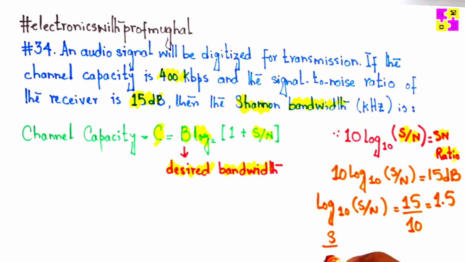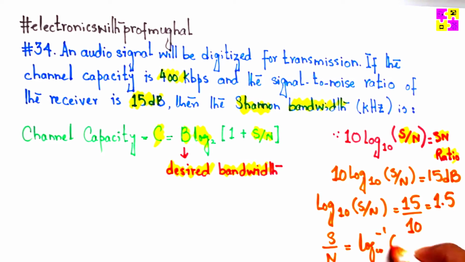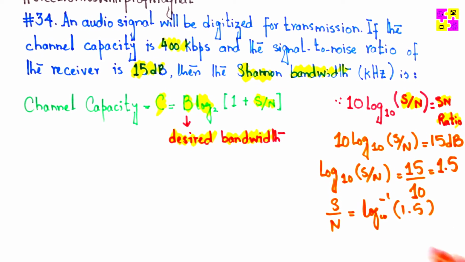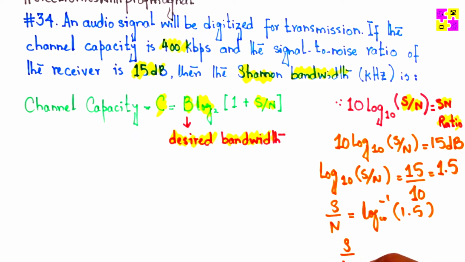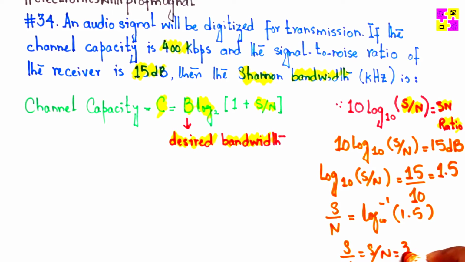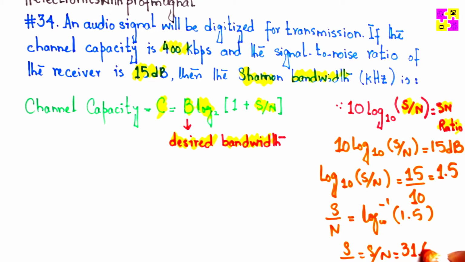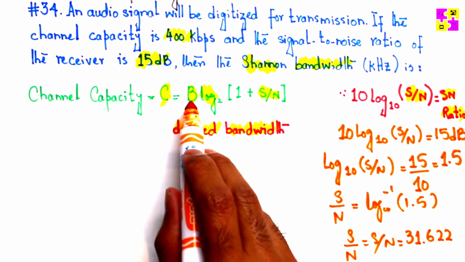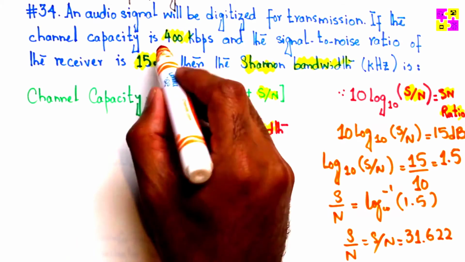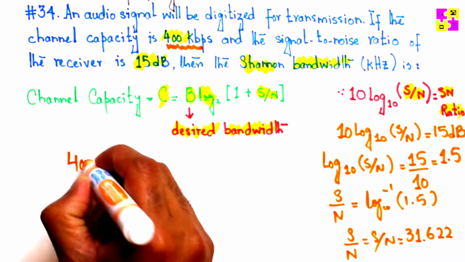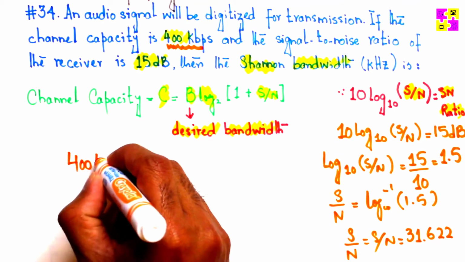Now S over N equals the inverse log 10 of 1.5, and if you do the math here, you will get S over N, also written as S slash N, equals 31.622. I'm going to take this number and put it in this equation. Again, C is given, which is 400 kilobits per second. So you get 400 kilobits per second, the channel capacity, right?